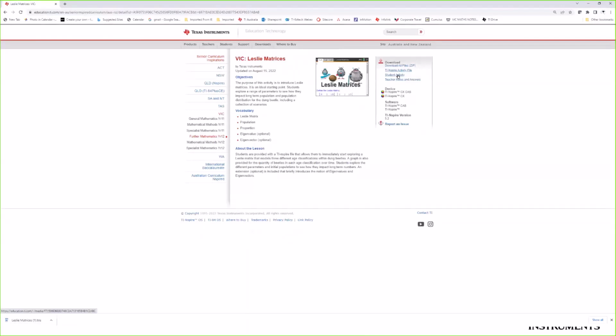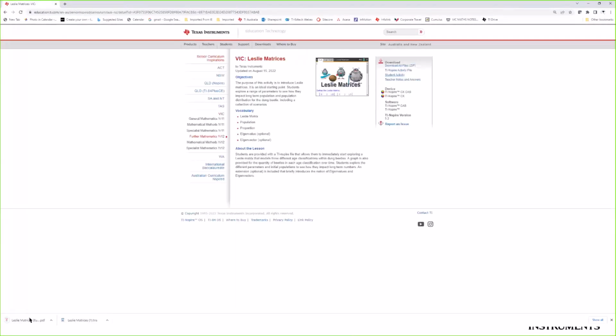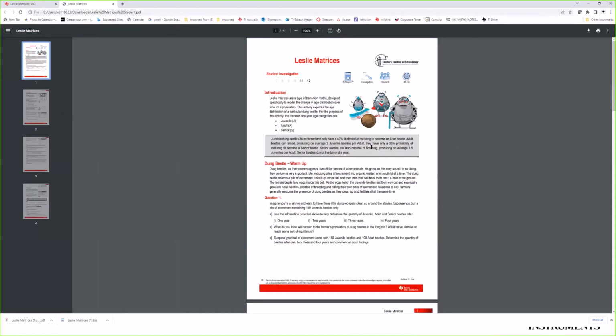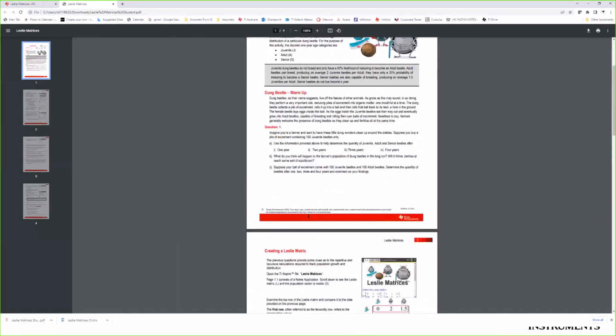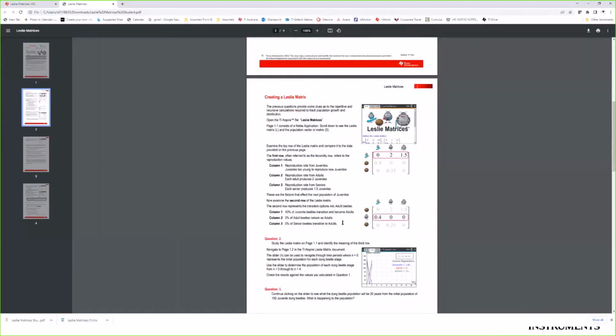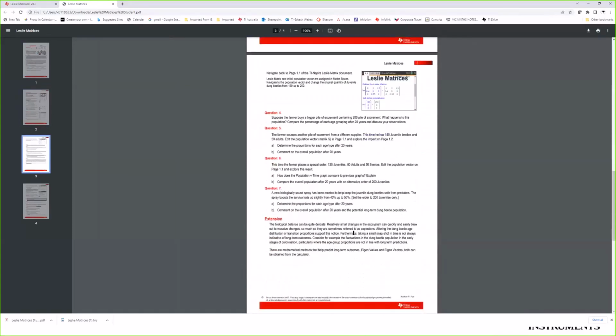Where are we? Student activity. There it is. Just take a moment to load. That's what the activity looks like. It's pretty cool, isn't it? So there are all the introductions, the dung beetle warm-up, the questions as you saw before, telling students to go through and have a look at the matrix, then screenshots to show what to expect, and an extension activity.